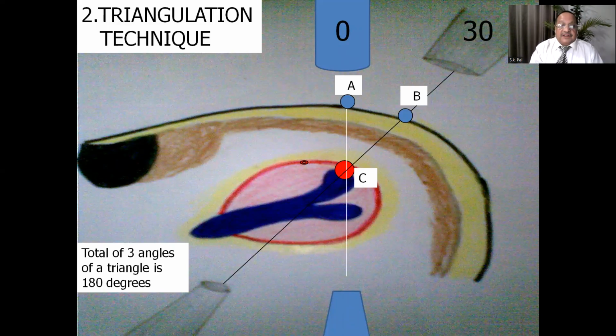Coming to the triangulation technique, this is nothing but a calculated bullseye technique. In this, you position the C-arm at 0 degree and mark the target on the skin as A. Now tilt your C-arm to 30 degree and mark the target at B. Now you can measure the distance between A and B. When you do this marking, you have actually created a right angled triangle on the skin surface, on the patient's body.